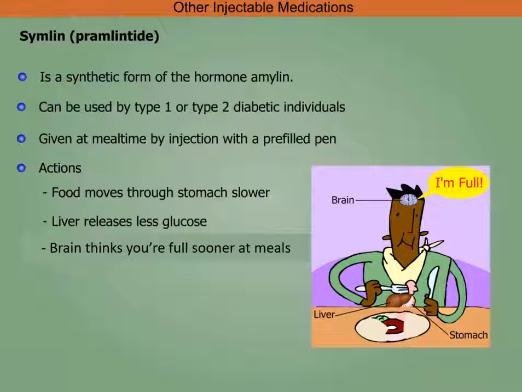Symlin. Symlin is a synthetic form of the hormone amylin. It can be used by type 1 or type 2 diabetic individuals, given at mealtime by injection with a pre-filled pen. Actions. Food moves through the stomach slower. The liver releases less glucose, and the brain thinks you're full sooner at meals.